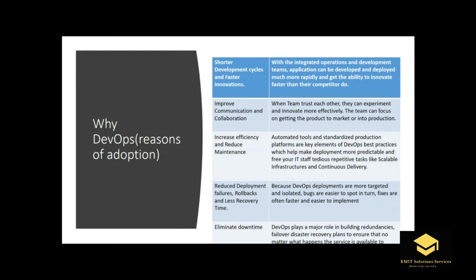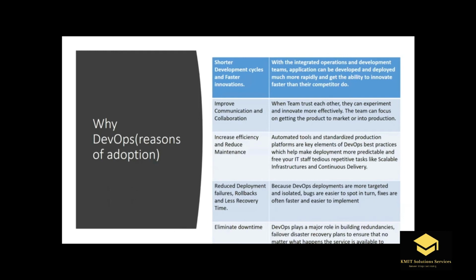Increased efficiency and reduced maintenance. Because most of the things are automatic, human intervention is very low. With the help of DevOps best practices, we can make our deployments more predictable and free of bugs, and we can reduce the repetitive tasks we were doing without DevOps.